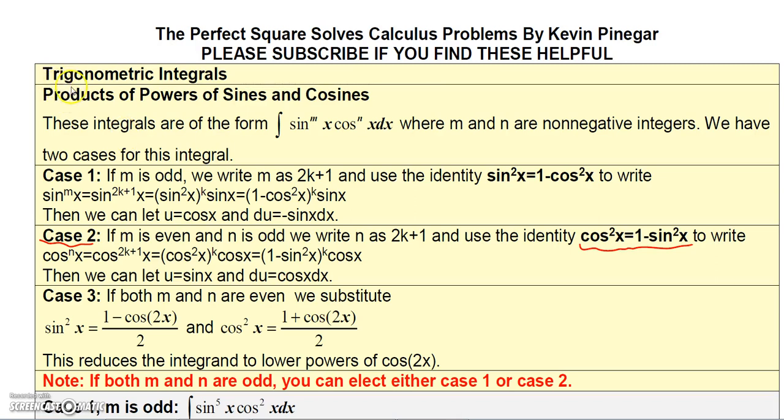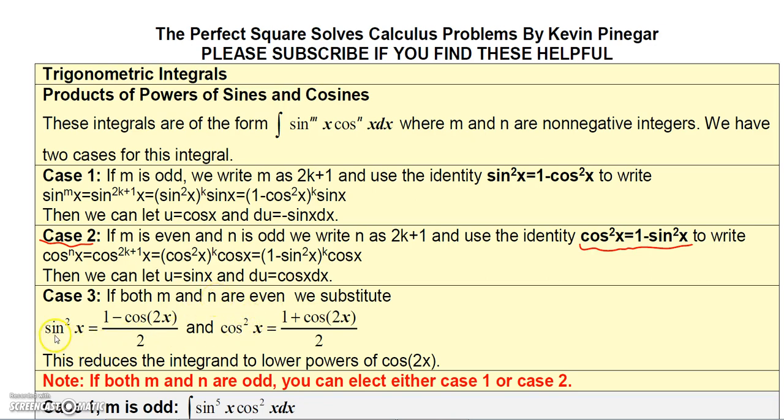Okay, so this is the third video dealing with trigonometric integrals, and we're still dealing with products of powers of sines and cosines. But I'm going to talk about case 3 here, where both the power of sine is even and the power of cosine is even.